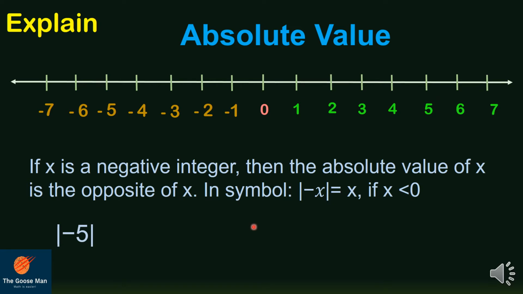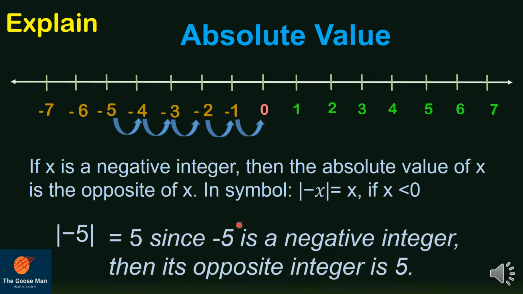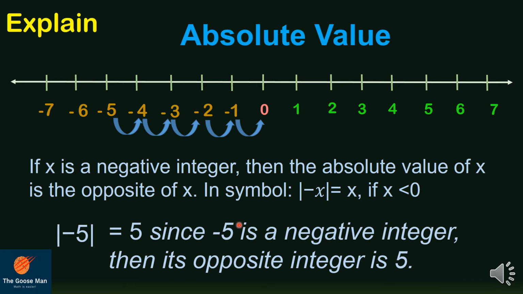Absolute value of negative 5. If we count from negative 5 going to 0, I have 1, 2, 3, 4, and 5. So the distance of negative 5 to 0 is equal to 5. Since negative 5 is a negative integer, then its opposite integer is positive 5.